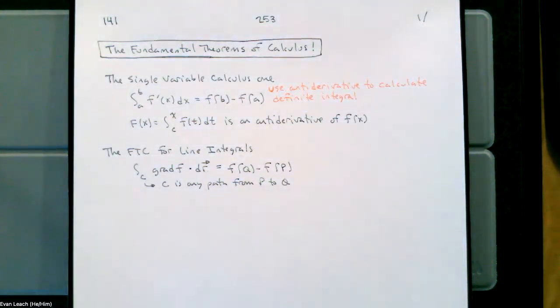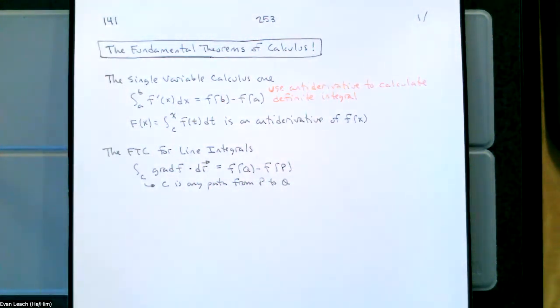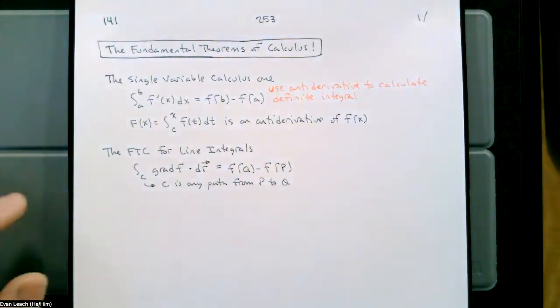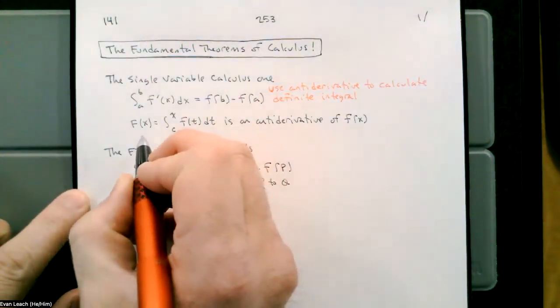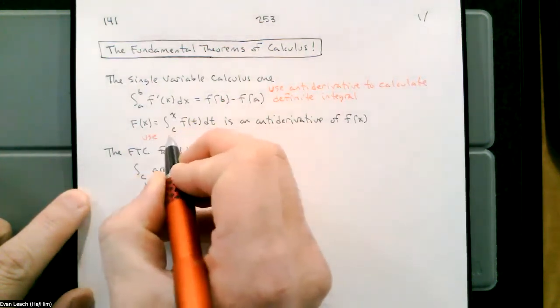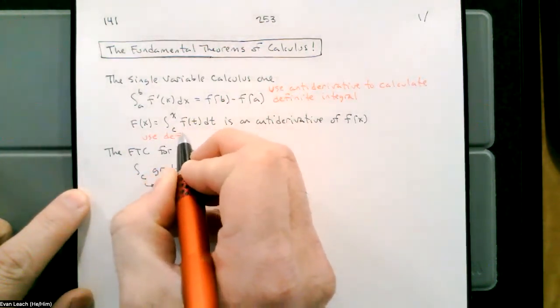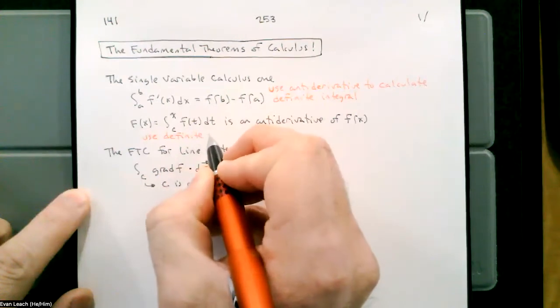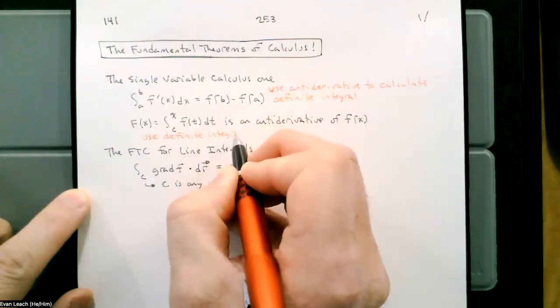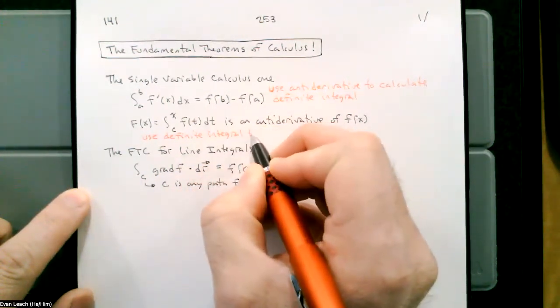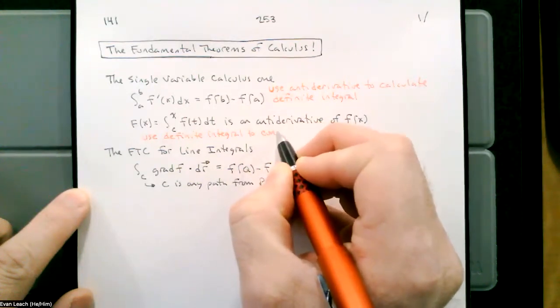The second part of the fundamental theorem of calculus allows us to do the other one. We can use a definite integral to construct an antiderivative. That's the second part here. Use a definite integral to construct an antiderivative.